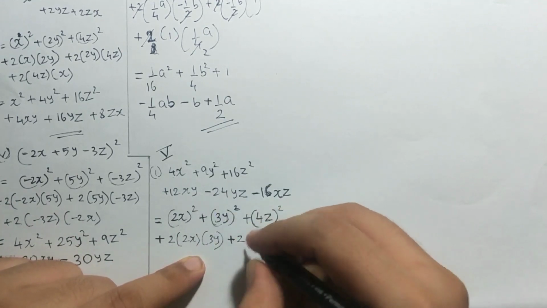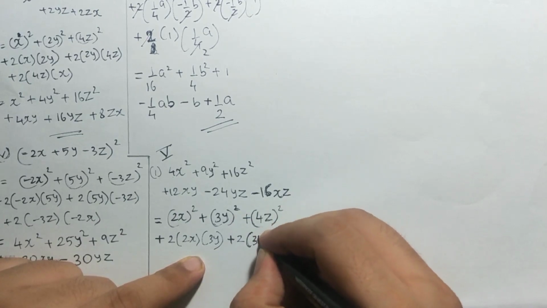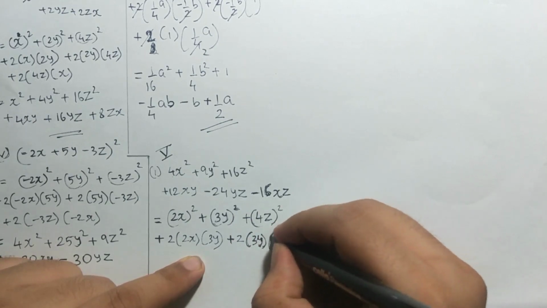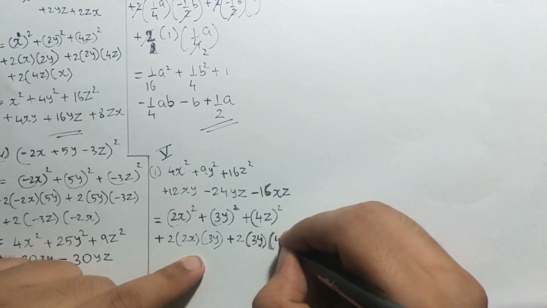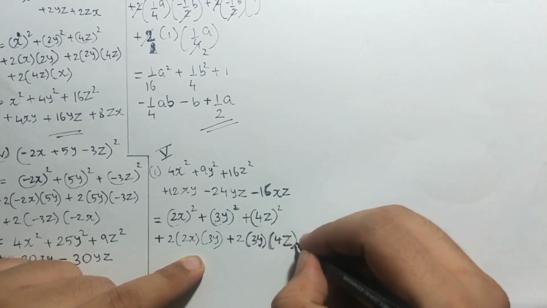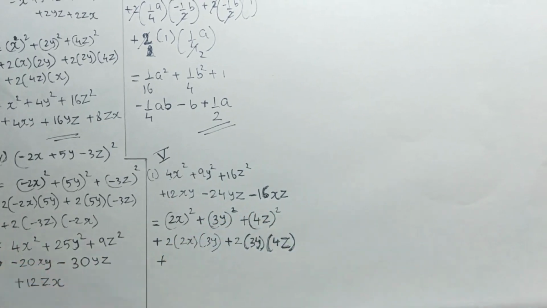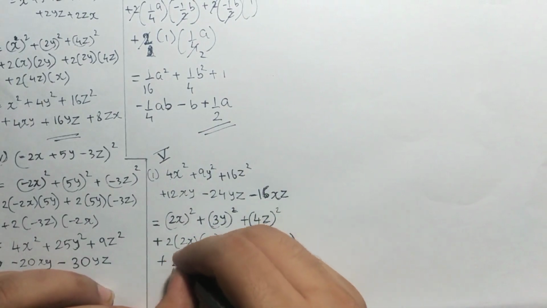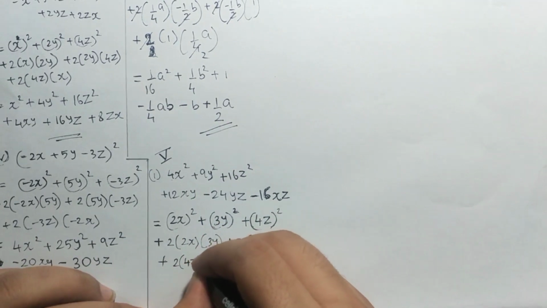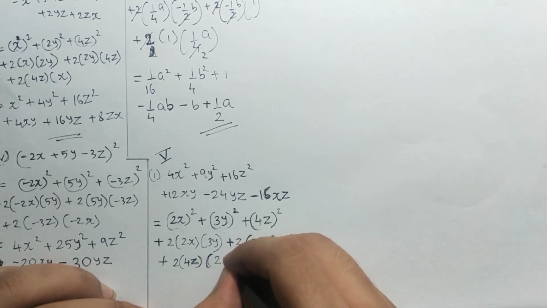Plus 2 multiplied by second term, that is 3y, multiplied by third term, that is 4z, plus 2 multiplied by third term, that is 4z, multiplied by first term, that is 2x.